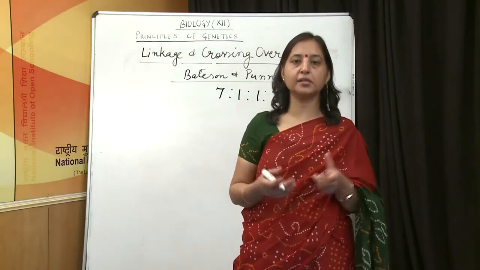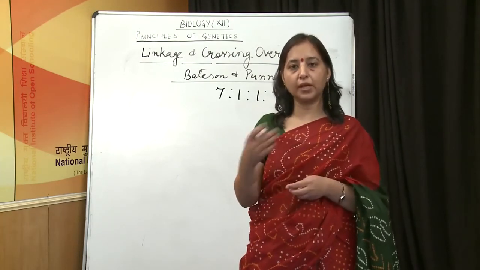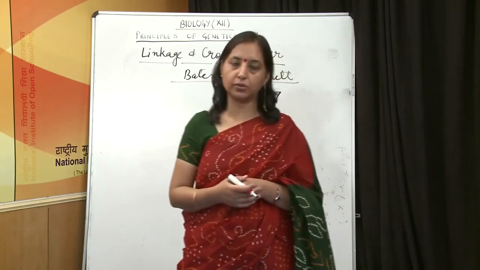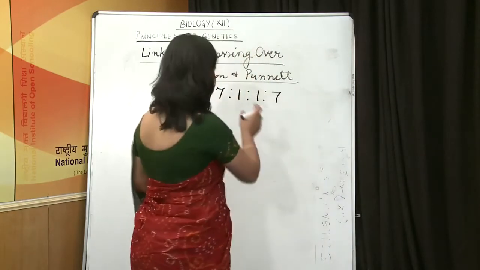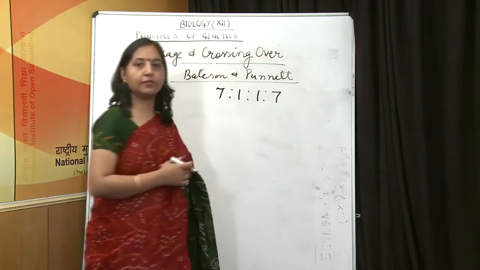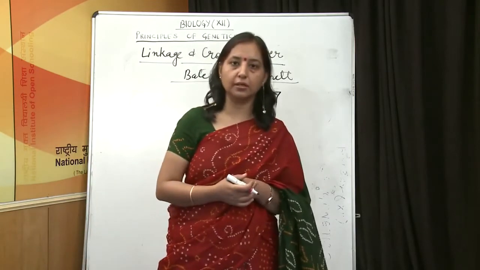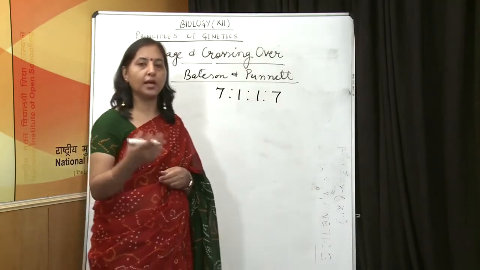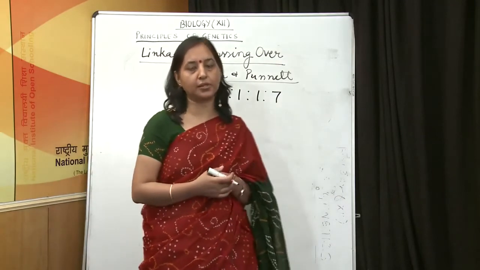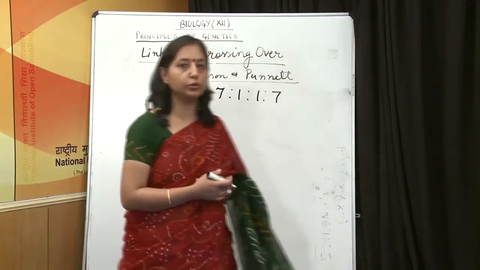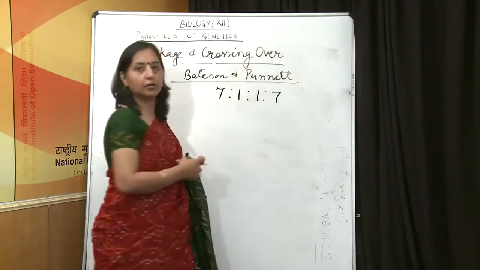That is the tendency of two or more genes to be inherited, to pass on in the next generation as such. But at the same time, there were quite a few recombinants also seen, new combinations also seen, and these new combinations can only be possible due to another phenomenon called crossing over.